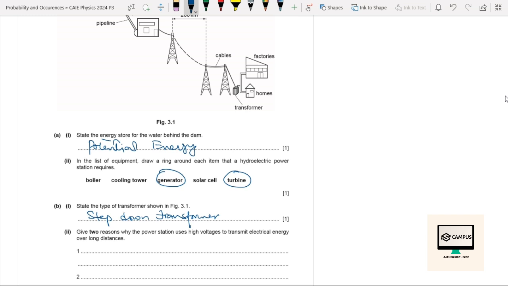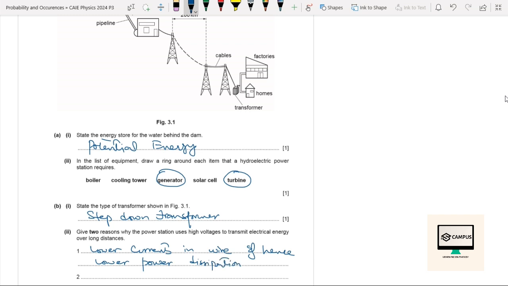Give two reasons why the power station uses high voltage to transmit electrical energy over long distances. As I just said, power transmission is done at high voltages. Why is it done at high voltages? When you step up the voltage, because the power remains the same, the current on the secondary side or the transmitted side drops down. So lower currents in the wire and hence lower power dissipation. That means the I squared R losses would be very low.